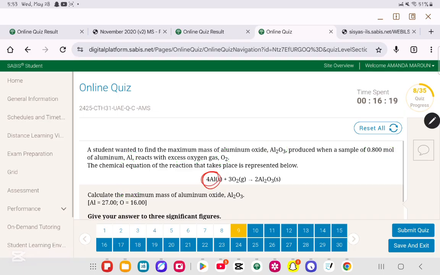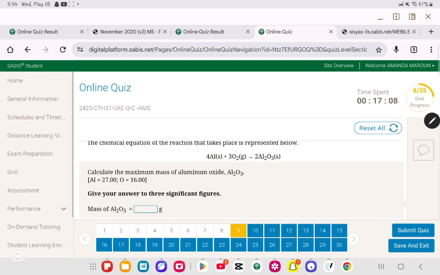So, if it was originally 4 moles of aluminum and then it became 0.8 moles of aluminum, that means 2 moles of Al2O3 is going to be 0.4 moles of Al2O3. How did we find this? Based on cross multiplication. So, again, 4 moles of Al will give us 0.8 moles of Al. So how many moles will 2 moles of Al2O3 give us? It will give us 0.4 moles of Al2O3.